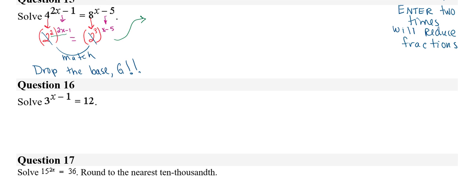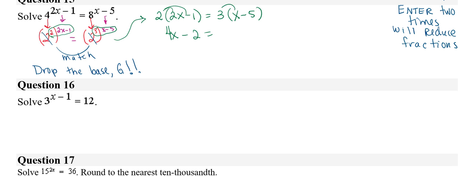Okay, now what's left over? The powers. Now that 2 on the inside is part of the power. Same with the 3 over here. So you combine them by distributing. Over here that's going to be 4x minus 2. This side, 3x minus 15. And then we're going to solve and get rid of this 2.